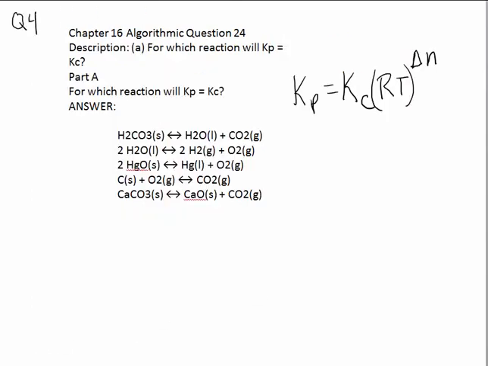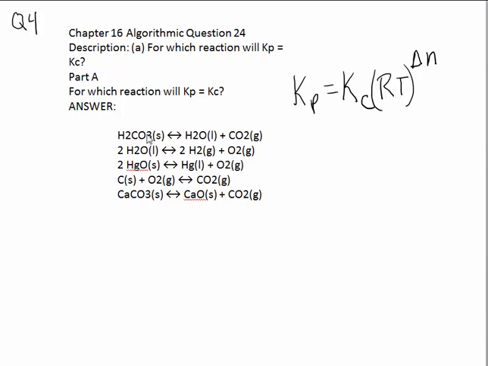And then here's question 4. So for which answer will Kp equal Kc? And then I've written out the relationship between Kp and Kc. And the difference between the two accounts for the change in the number of moles of the gas. So in this case, for Kp to equal Kc, RT has to be equal to 1, and that happens if delta n is equal to 0. So if this is raised to the 0 power, this term RT becomes 1.